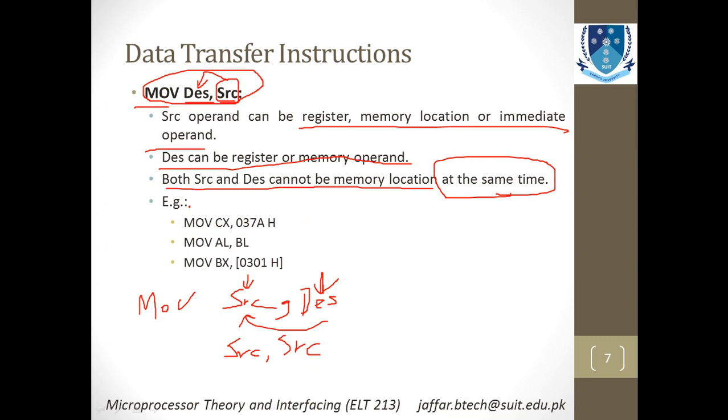Let's say in this example the data is moved into CX, which is a register, the C register, and you know it has a high byte and a low byte, so the data is moved into one of the bytes. Similarly, you have moved the data from BL to AL. And you have moved hexadecimal data into BX.